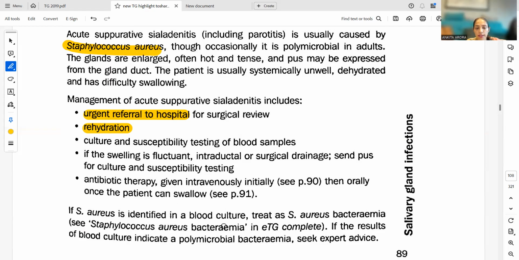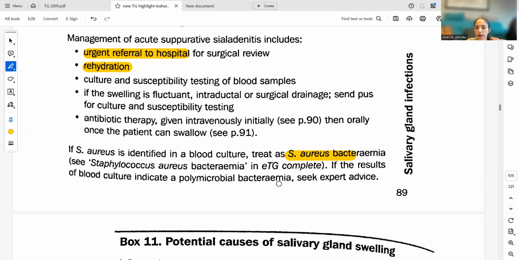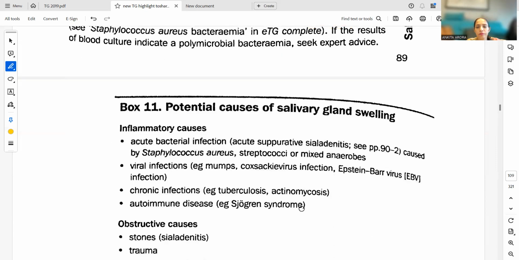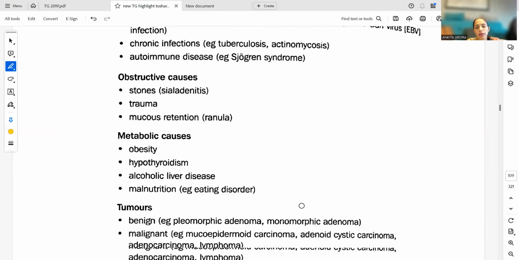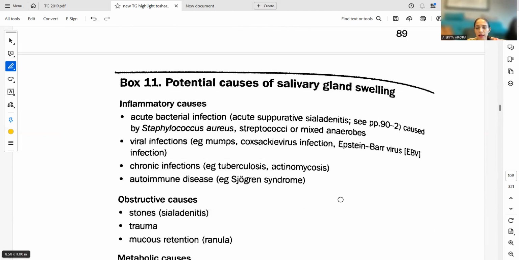If Staph aureus is identified in blood culture, treat as S. aureus bacteremia. If the results of blood culture indicate polymicrobial bacteremia, we would need to seek expert advice. So what are the potential causes, this whole table of salivary gland swellings? What are the different causes which can result in it?